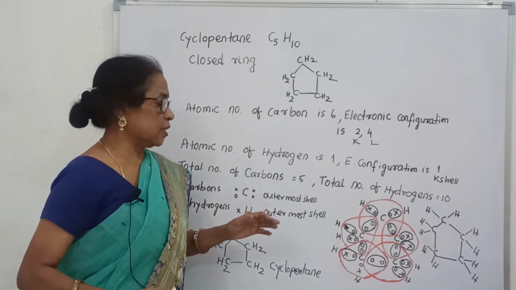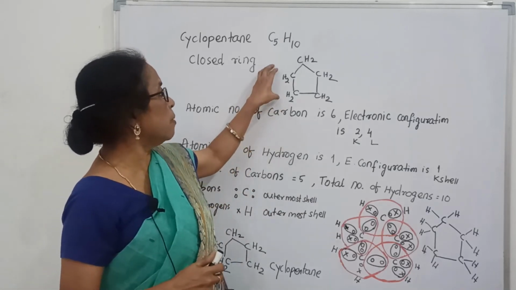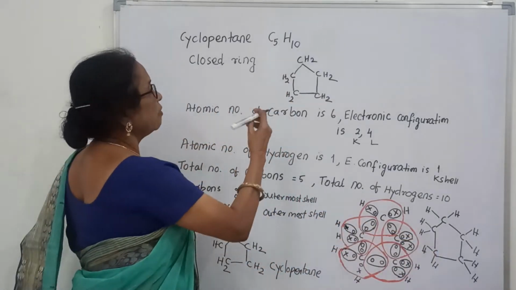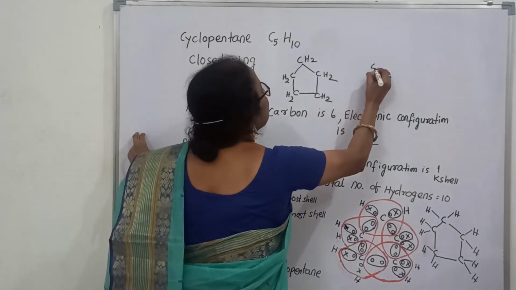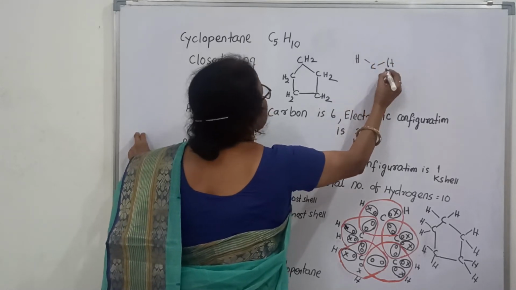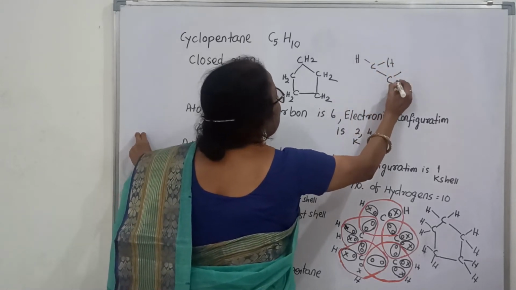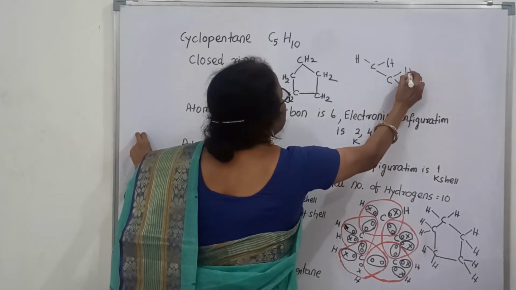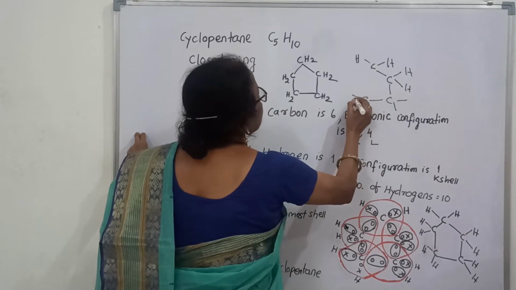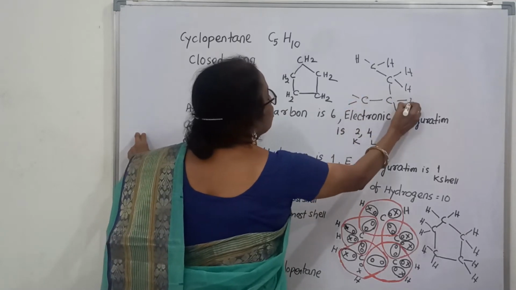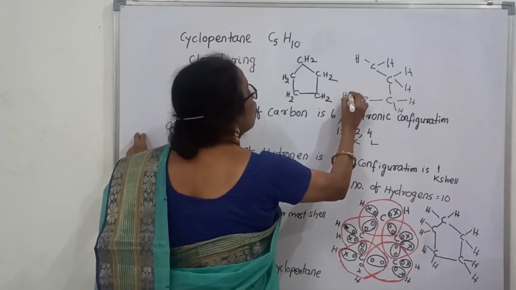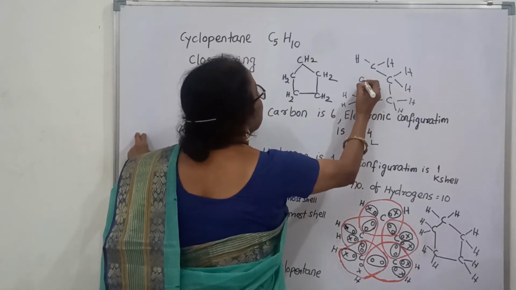How will they arrange? First of all, you should remember this structure and also remember this structure. That means everywhere you can find C there, then one side H and other side H. Similarly, here also C, H. And like this you should remember, then only it is possible to know the structure and how the sharing of electron takes place, how the covalent bond is formed.